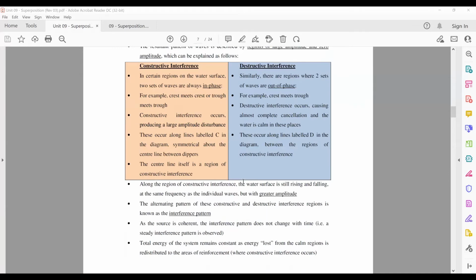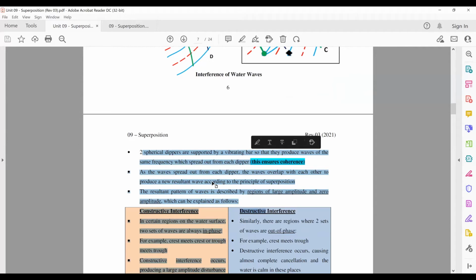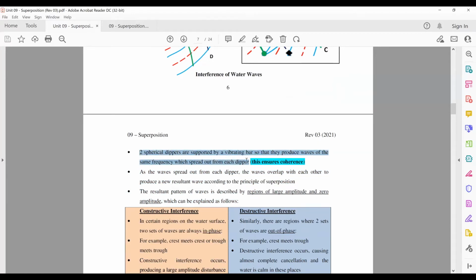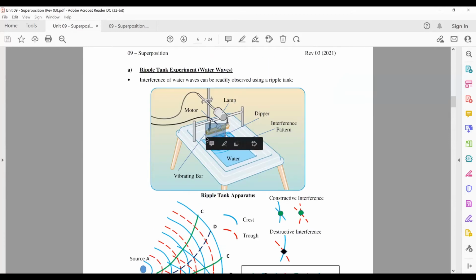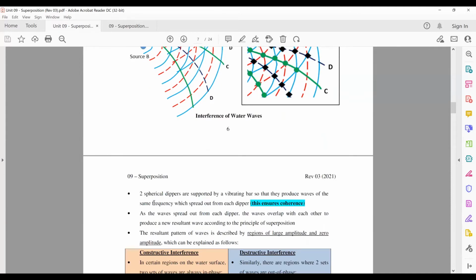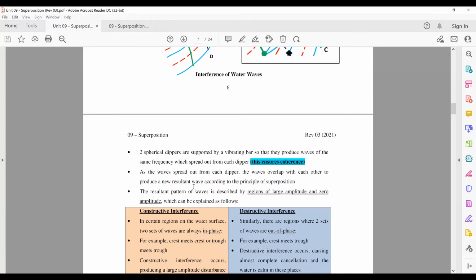So all these little statements that you see here on the next page are actually a reproduction of whatever I just mentioned. Those spherical dippers are supported by vibrating bars so that they produce waves of the same frequency which spread out from each dipper. This ensures coherence. The dippers are connected to the same vibrating bar, which is connected to the same motor. This is to ensure that they produce waves of the same frequency. So if you are producing waves of the same frequency, this is coherence. You are making sure the waves have a constant phase difference.